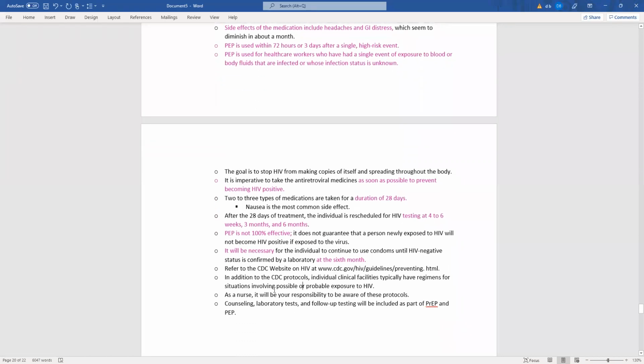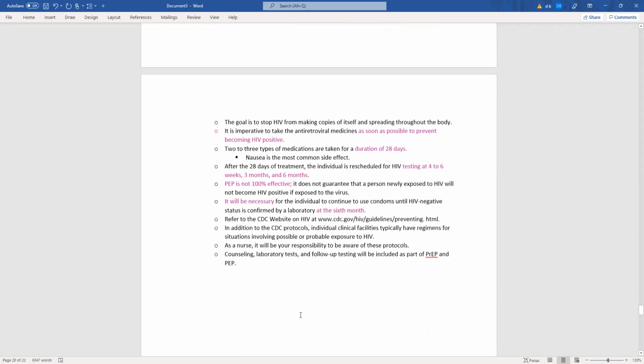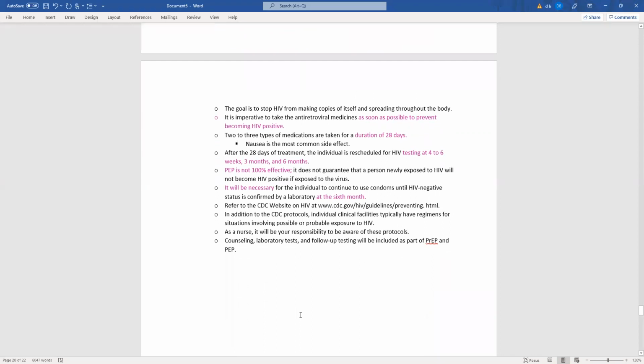Go to the CDC website for all that other information. As a nurse, it will be your responsibility to be aware of protocols, counseling, labs, and follow-up testing that will be included as part of PrEP and PEP.